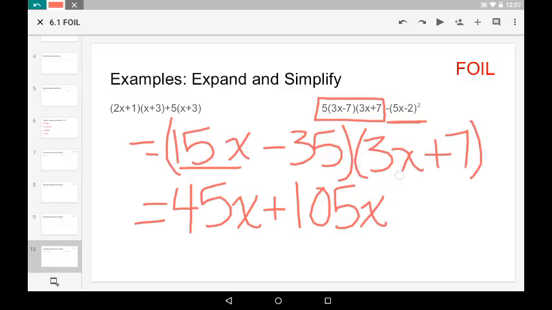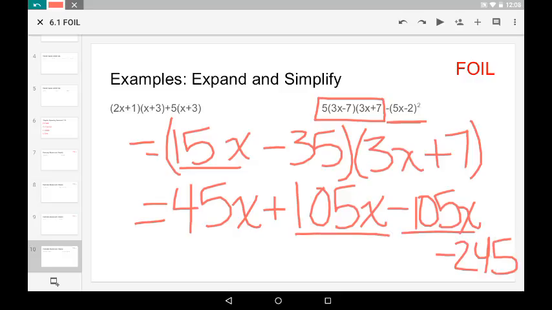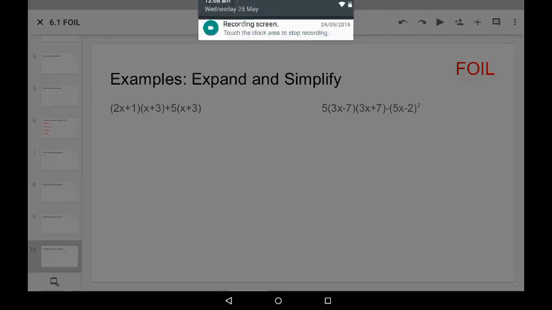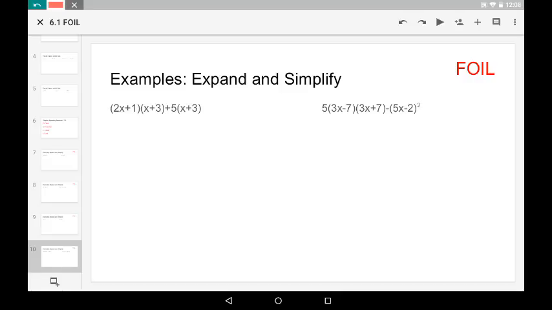Negative 35 times 3x will be negative 105x. And negative 35 times 7 will be negative 245. Notice we have this and this, which cancel out. 105x minus 105x will give me 0. So in that first term, once it's multiplied out, I have 45x squared minus 245. That was, again, just from this part. I'm going to start again and show you that this works out the same way.